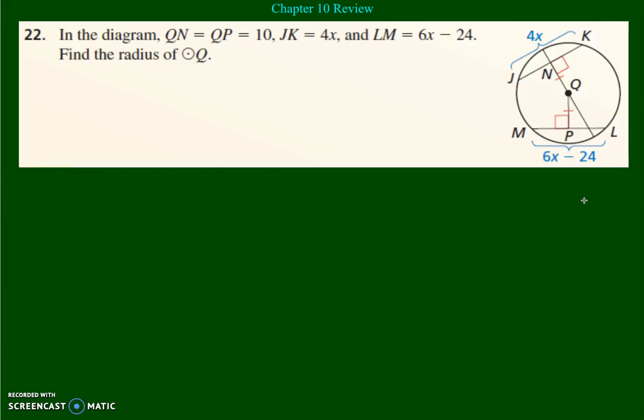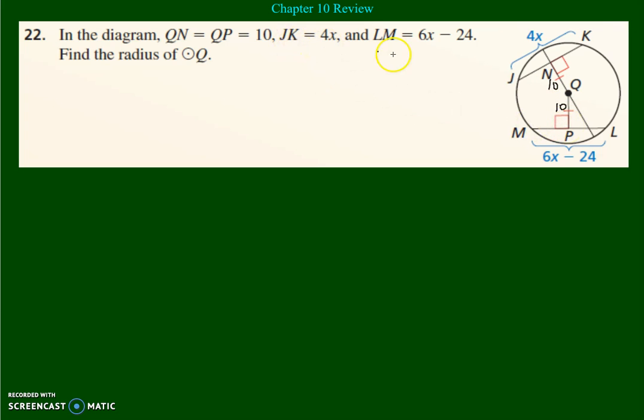In problem 22, we're given a little bit more complex situation. We're told that segment QN, the length of QN, equals the length of QP, which equals 10. So QN is the distance from chord JK to the center, and QP is the distance from chord ML to the center, and they're equal. They equal 10. So just for kicks, we can go ahead and write that in, just so that we know what we're working with. So these two lengths are 10.